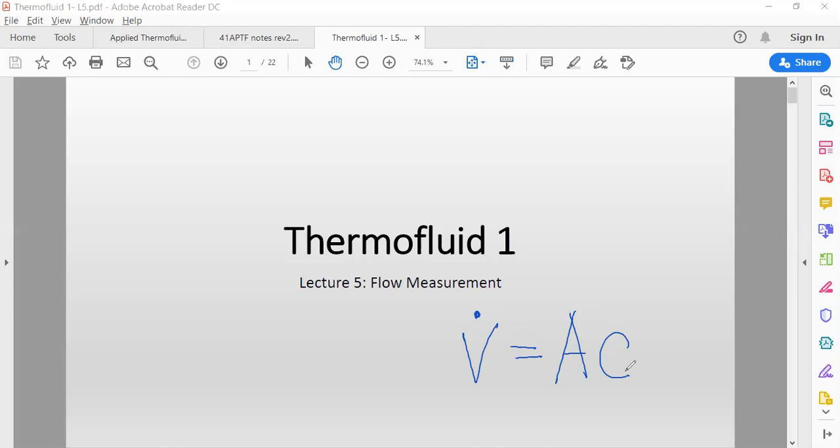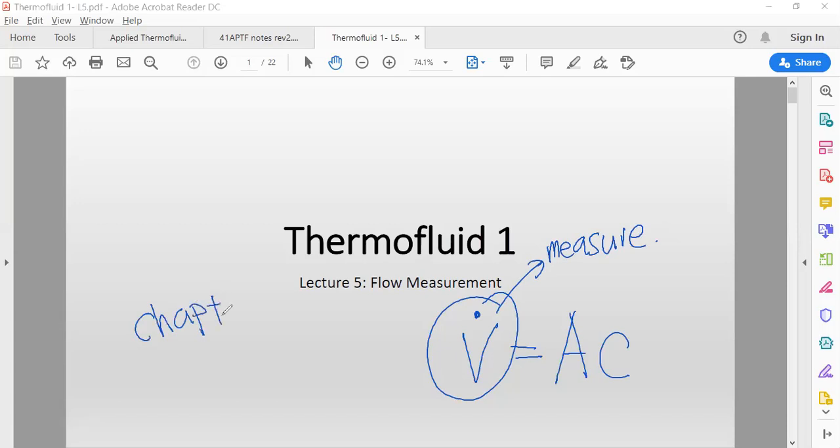So what we hope to do for this chapter is to measure this V dot. We want to measure, not calculate. So how can we measure this? Based on chapter 3, we will need to use the chapter 3 knowledge for this chapter also. In chapter 3, what did we measure? We measured pressure.